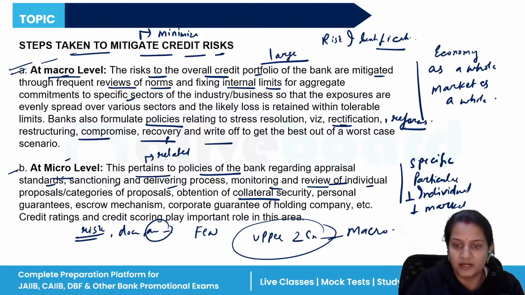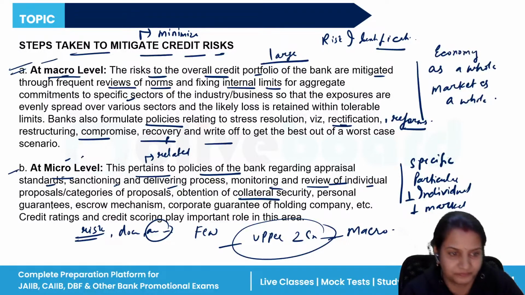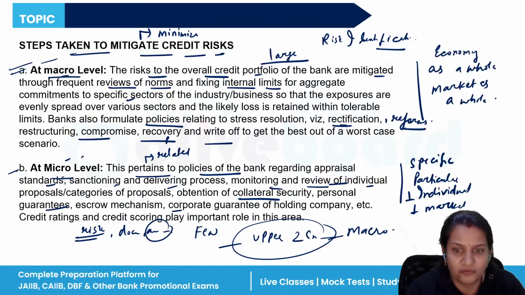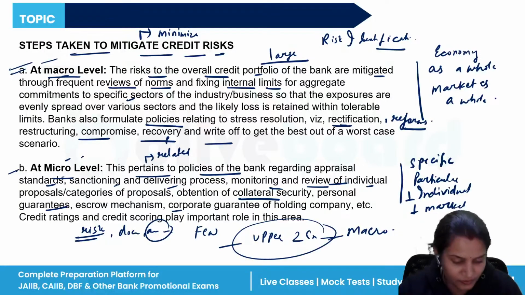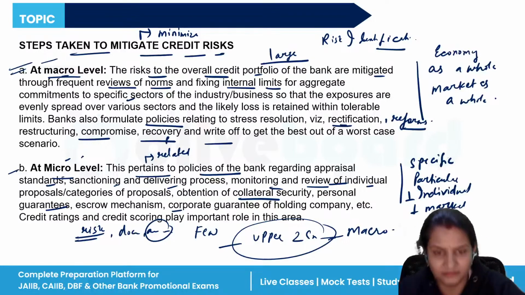If we say in any particular sector, in any particular bank, the interest rate is this much, this amount, it means it is related to the micro level. The guarantees, corporate guarantees of a holding company. So micro means at a small level, macro means at a large and huge level. I hope this much is clear to you. Shall we proceed further?